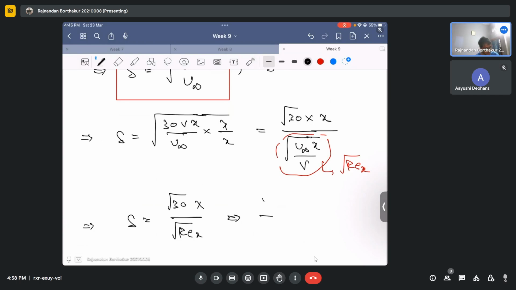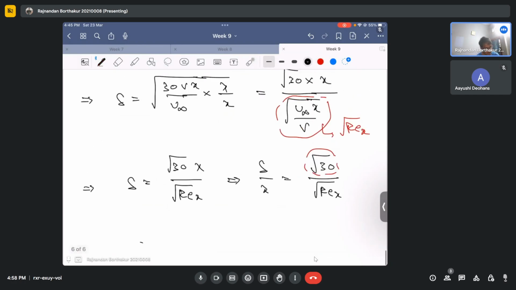which means I can write delta by x equal to square root of 30 by square root of Re x. Okay. Now, if you evaluate this square root of 30, you will see that it comes out to be 5.48, and this is how your boundary layer thickness essentially varies.